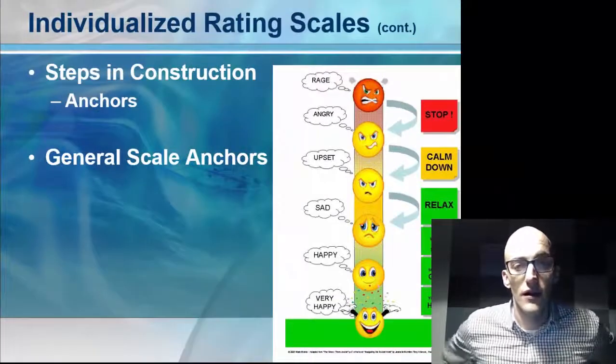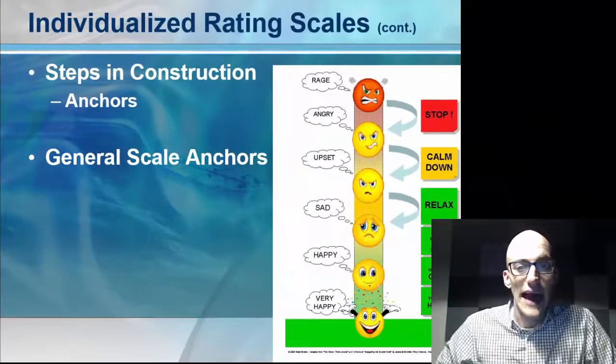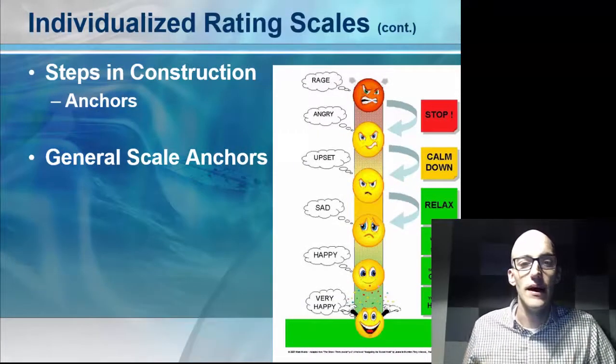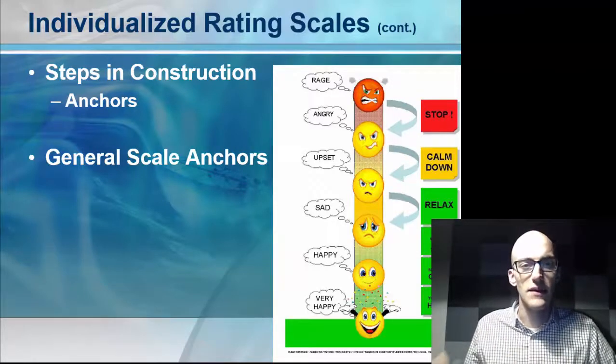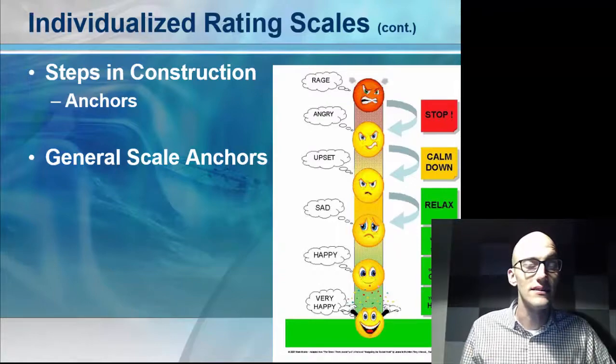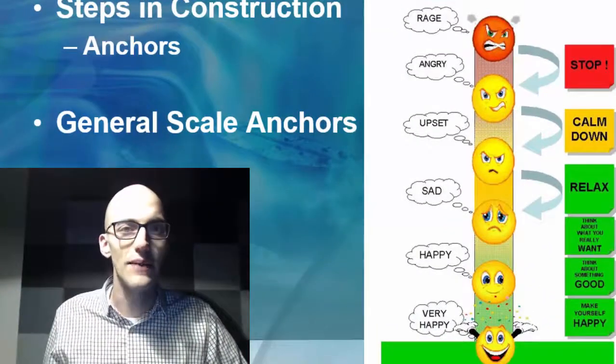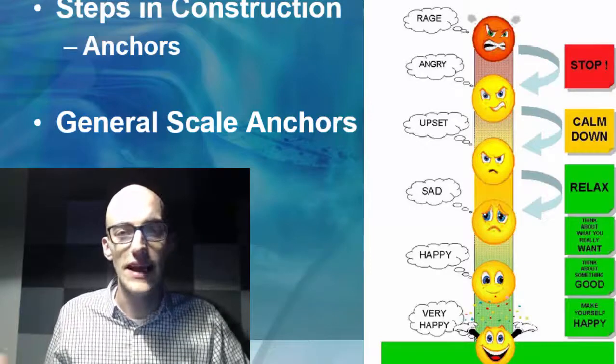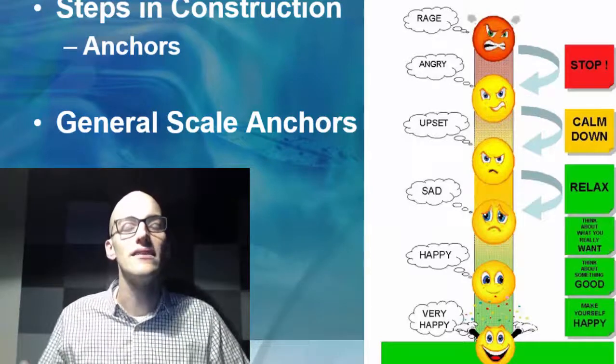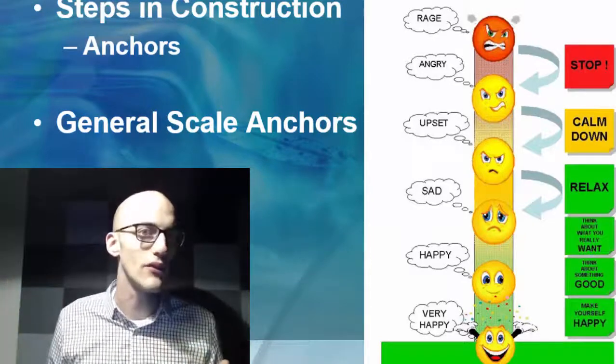So again, one of the last steps is creating anchors. If we're going to go on a scale of 1 through 10, giving an anchor might be 1 is no pain, 3 is some pain, 5 is moderate pain, 7 is intense pain, and 10 is extreme pain. So specifying what each of those numbers along the way mean.